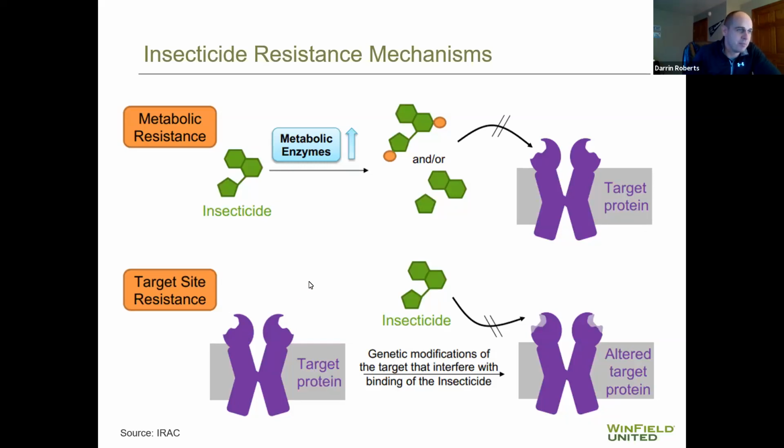There's a couple others. One is behavioral based, where the insects evolve over time, and then they can detect a toxin and kind of stay away from it. And then the other one is penetration resistance.